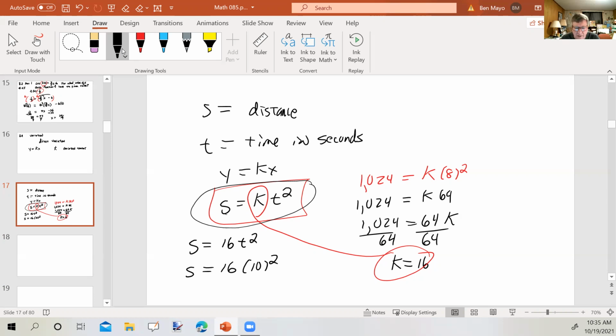So t is 10. Now, a common mistake that students make is when they start plugging in numbers for variables like they did here, they forget the squared. So be careful with that. All right, so what do we have? We have 16 times 10 squared, which is 100, or 1600, and that would be feet. So how far will it fall in 10 seconds? 1600 feet. Any questions about that situation, that example?